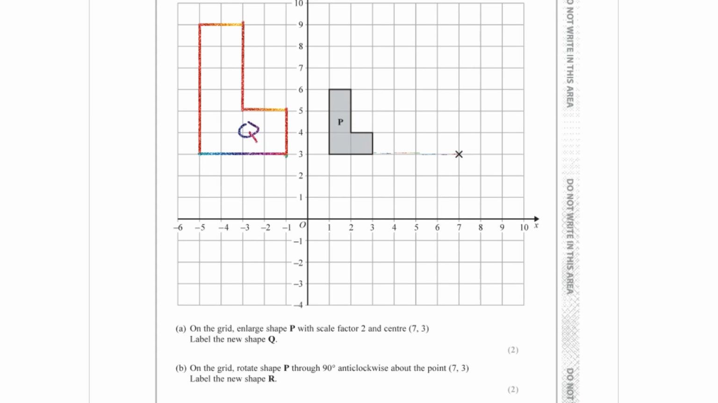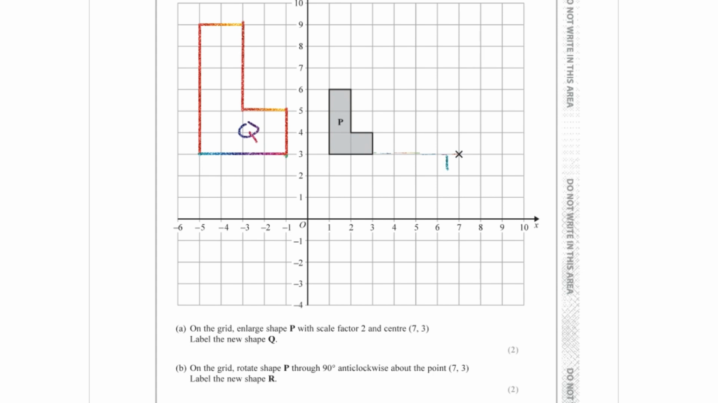So rotating the shape around the point P, clockwise will be going down this way, and anti-clockwise will be going this way. So we need to make sure that we rotate the shape P in this area of our diagram, and 90 degrees is a right angle. So making sure that we draw a right angle, and we could probably start with the first corner, and once we've placed the first corner, it should be relatively easy to map the whole shape.